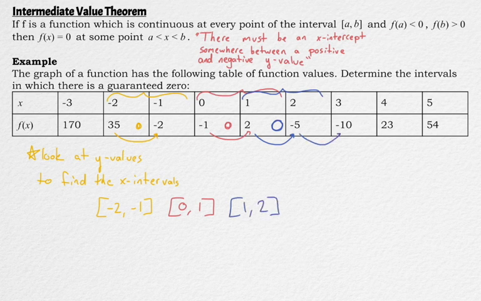Are there any others? So then from -5 to -10, that stays negative. -10 to +23, yep, that must cross over 0 at some point. So there must be an interval between 3 and 4 where there's an x-intercept.